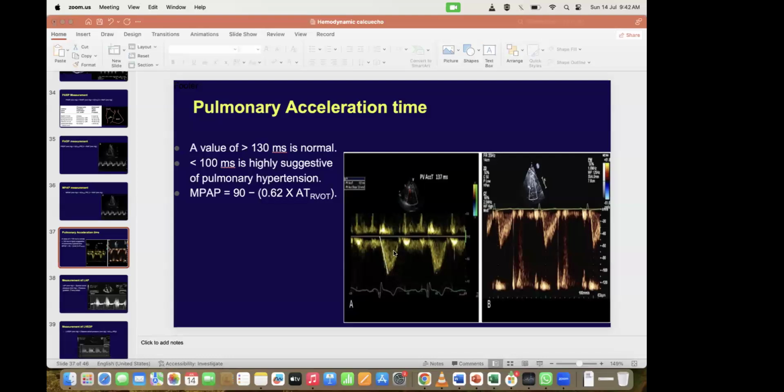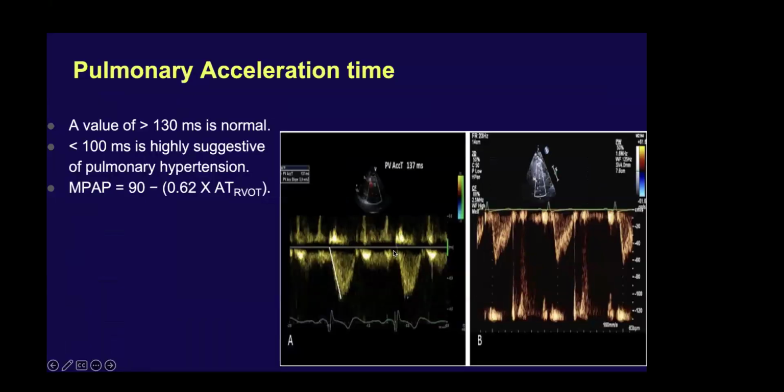So you can calculate the pulmonary artery pressure indirectly using the pulmonary acceleration time, using a formula where you subtract the pulmonary acceleration time from 92 and multiply it by 0.6, and you get the pulmonary artery mean pressure. Most often you use the pulmonary artery mean pressure when you define pulmonary hypertension. Now the definition for pulmonary hypertension has been redefined as mean pulmonary artery pressure of 20 millimeters and above.